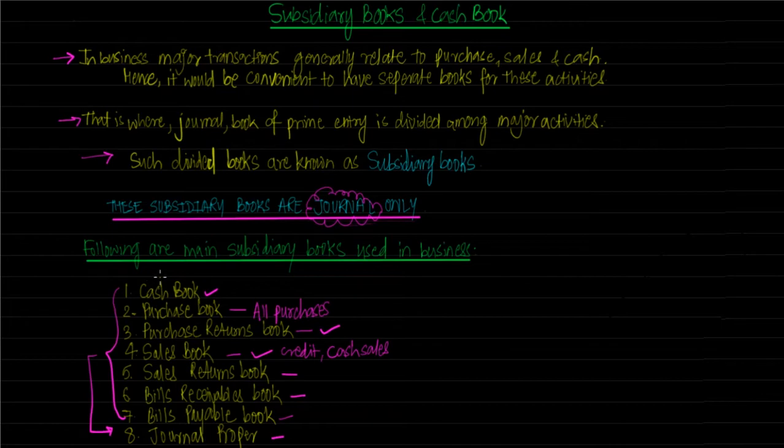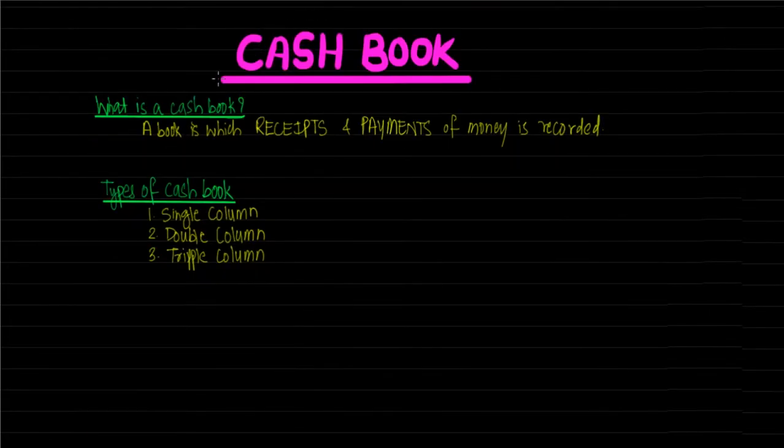So here we start with the first one, cash book. Now what is cash book? Cash book is a book in which receipts and payments of money are recorded. Now there are 3 types of cash book. One is single column. Single column cash book is a cash book in which only a cash column is there, and receipt and payment of cash is recorded in this single column cash book.